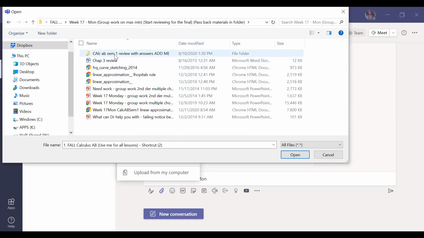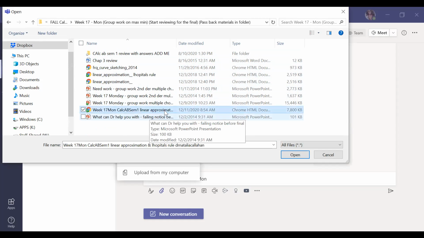So week 17, and it doesn't seem like it's converted yet. No, it looks like it did, but it's not there. Let's try one more time. Let's see what's going on here. Oh, here we go. I see it. It's right here.